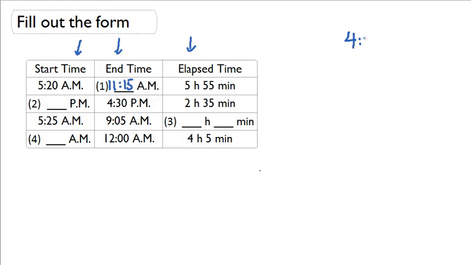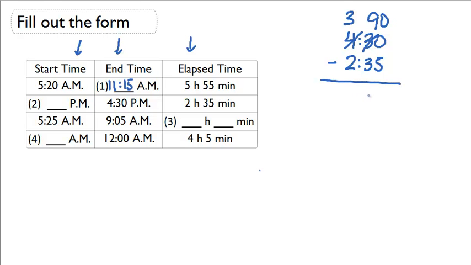So our end time is 4:30, and our elapsed time is 2 hours and 35 minutes. Subtraction. Oh, no, we can't do this, right? The minute side, we can't do that. We have to borrow an hour. This becomes a 90 because that hour becomes 60 minutes.